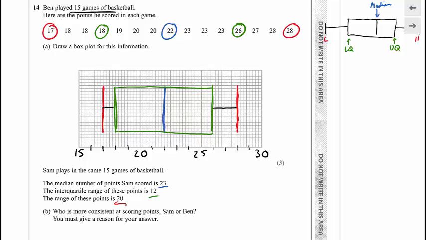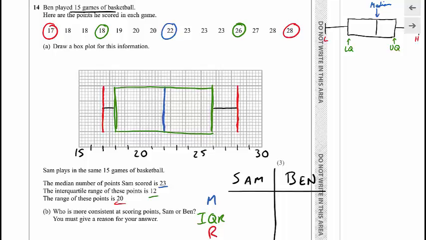Who is more consistent at scoring points, Sam or Ben? So in other words, I want to make a comparison. I, personally, would draw up a little table just to get my head in the game. So draw up a table, Sam and Ben. This is median, this is interquartile range in this row here, and this is just the range in this row here. And then essentially I just want to fill in this table.